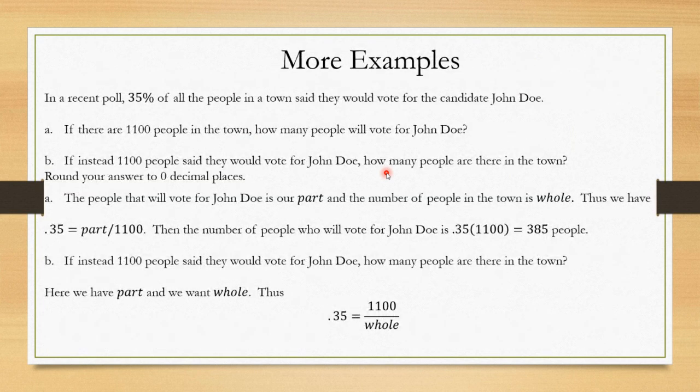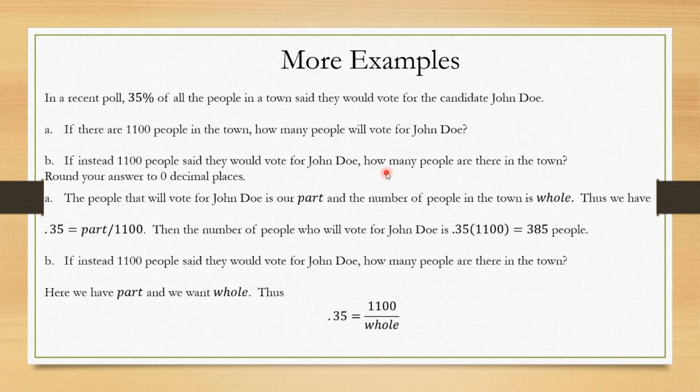Percents do come up in a lot of places, and I'm just trying to get you to understand percent. 35% of all the people in town said they would vote for some person, John Doe. I made that name up. Now, how many people are actually going to vote? It depends on how many people there are in town.